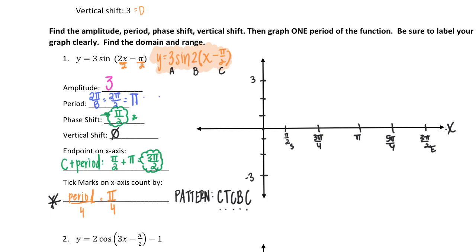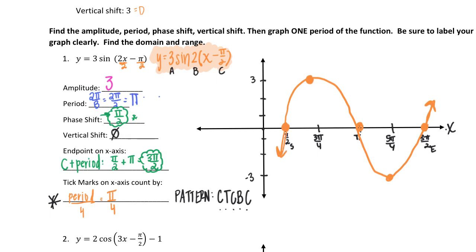Now we can graph our points. Remember that the sine starts at the center, so go to your first tick mark, starting at the center. At the next tick mark for sine curve, you're going back up to the top. Then back to the center, down to the bottom, back to the center. Connect your points. Remember that it is a gradual curve. It is not V-shaped.